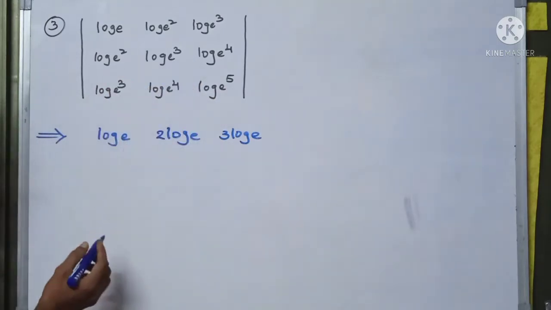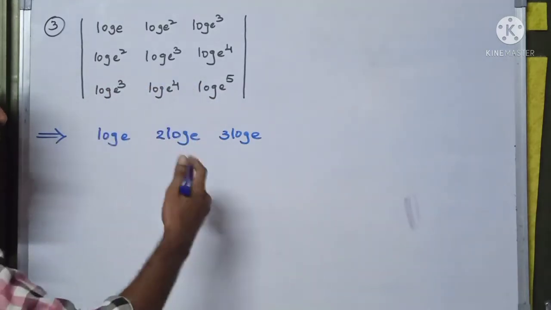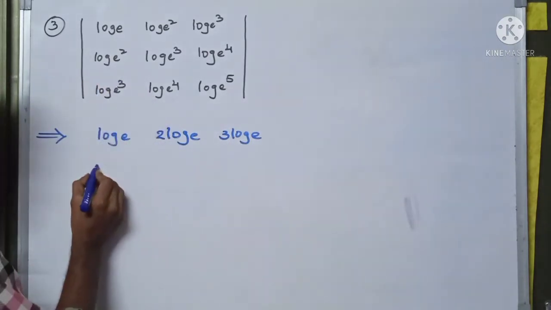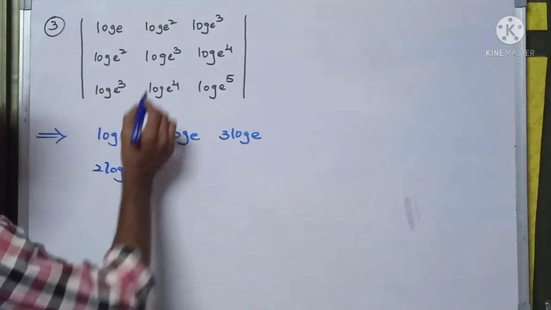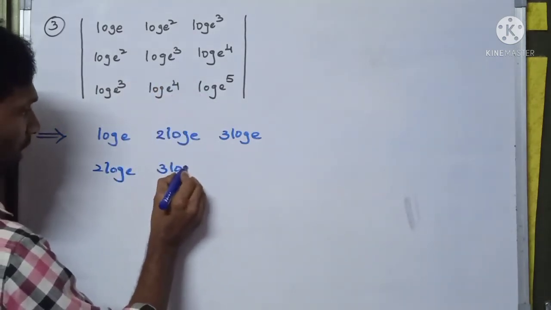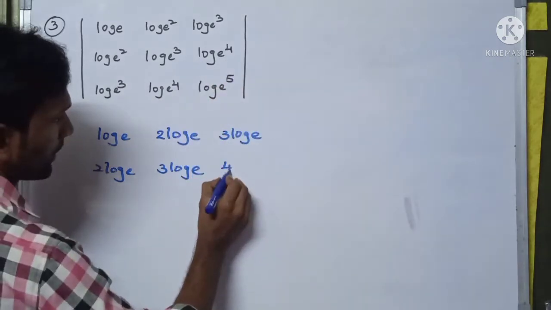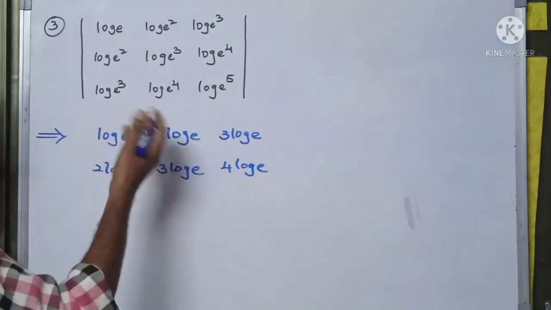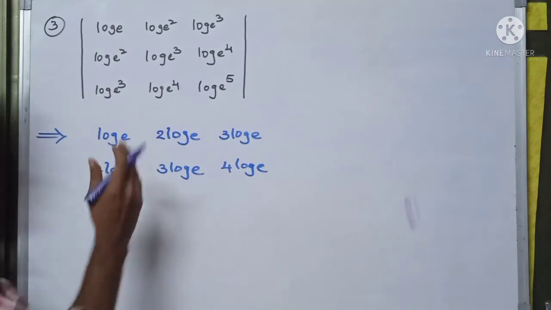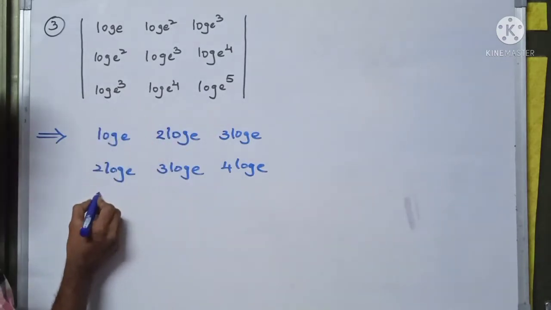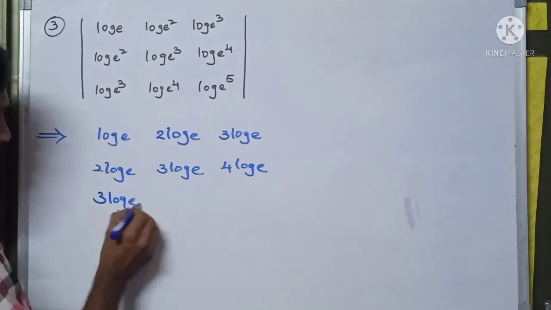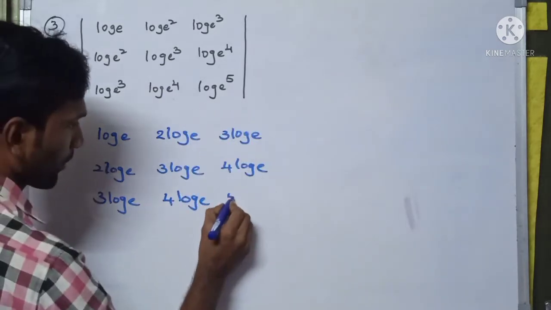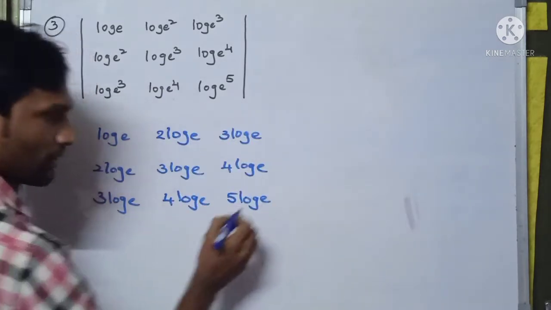Come to the elements of the second row and again apply the formula: log a to the power m equals m into log a. Log e square is 2 log e, log e cube is 3 log e, log e power 4 is 4 log e. Come to the elements of the third row: log e cube is 3 log e, log e to the power 4 is 4 log e, log e to the power 5 is 5 log e.